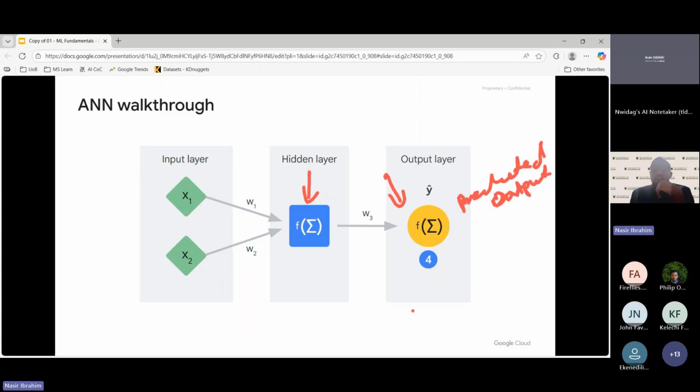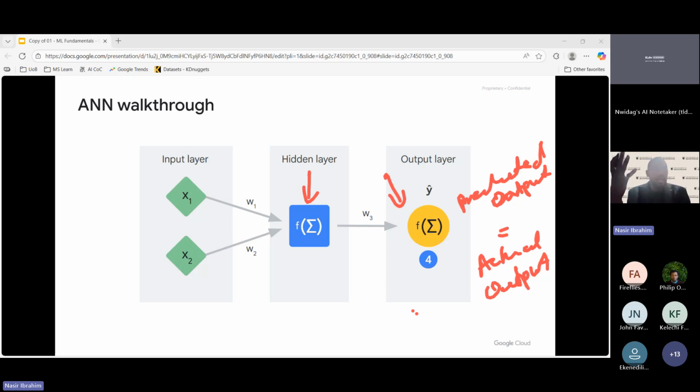Okay. And once you have the predicted output from the output layer, you can compare it with the actual output. If you compare it with the actual output, that will give you an indication of the performance.